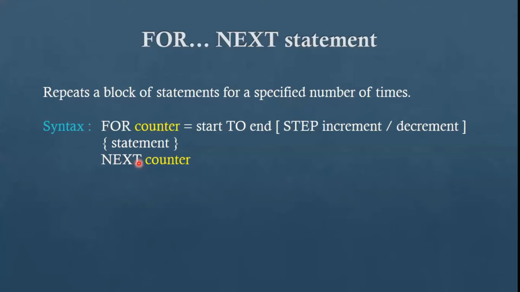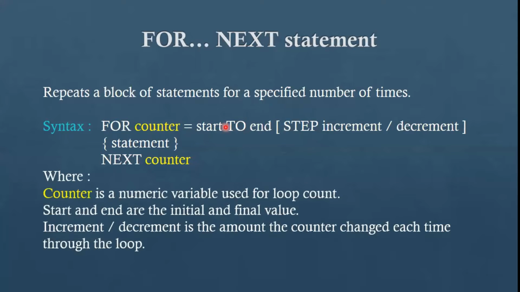So when the pointer reaches here, after this we'll again go back up to the start of our loop. We'll check whether the condition is true or not, whether the condition is satisfied or not, and then we will see what we're going to do. So see here, counter is a numeric variable used for the loop count. This you can see here in yellow color. For counter, Next counter, these counters are the variables which are used for the loop count.